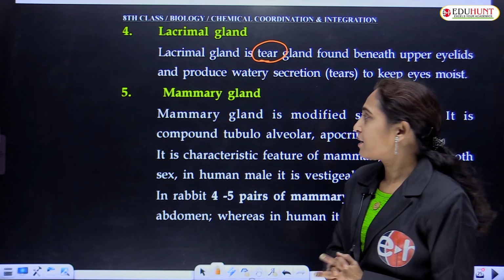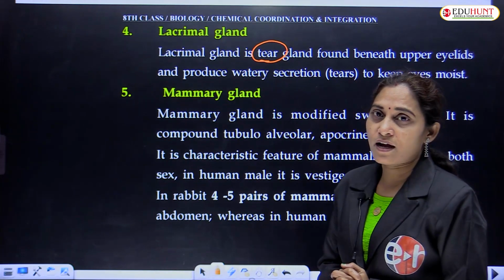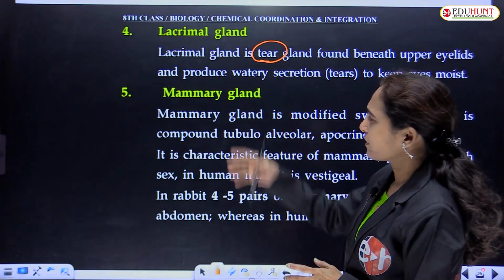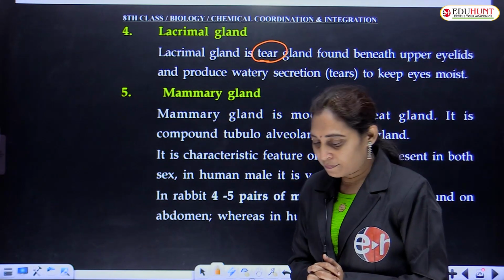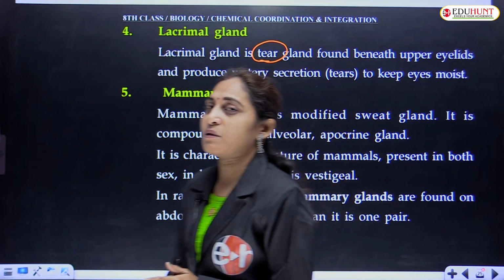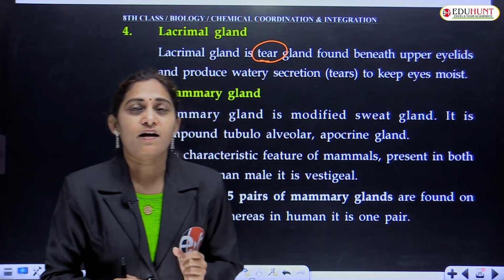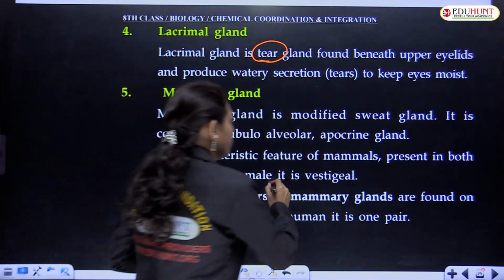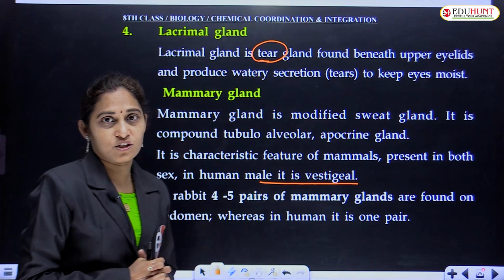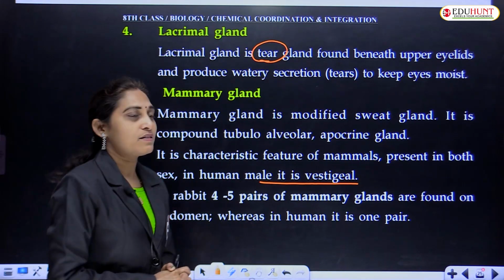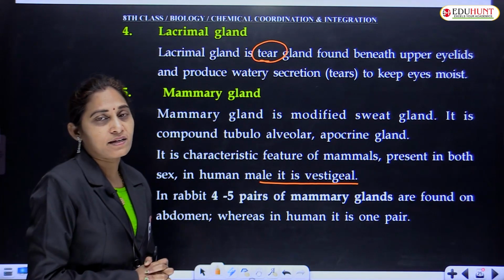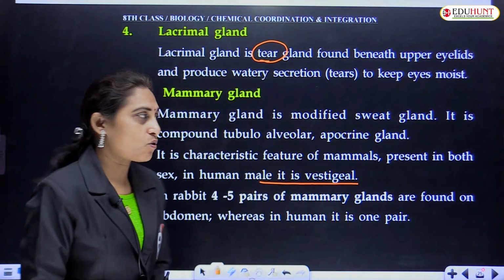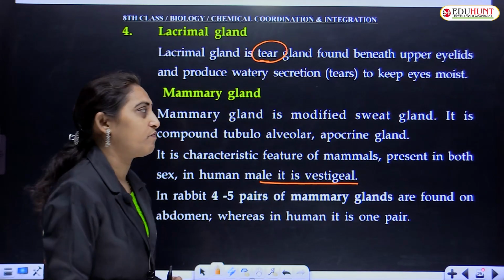Mammary glands. These are the glands that are seen in both the sexes, male and female. Even all the glands are present in both the sexes, but I had to say "present in both the sexes" because they are vestigial in man. In male, these are vestigial. And mammary glands are modified sweat glands, just as Meibomian glands are modified sebaceous glands.